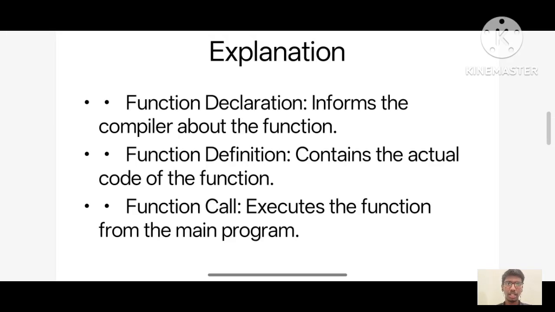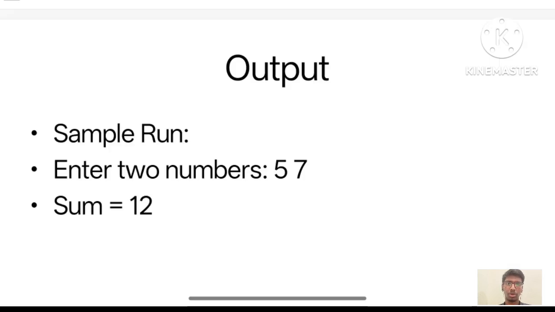The function declaration informs the compiler about the function. The function definition contains the actual body of the code of the function. The function call executes the function from the main program. Output: for a sample run, if the two numbers are 7 and 5, the sum is printed as 12.